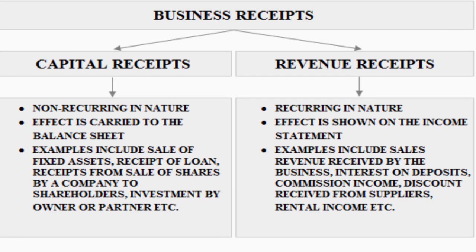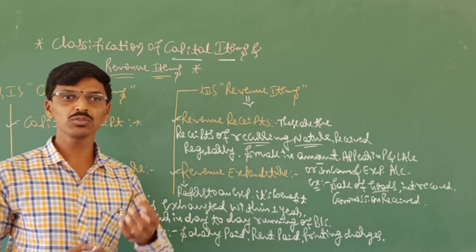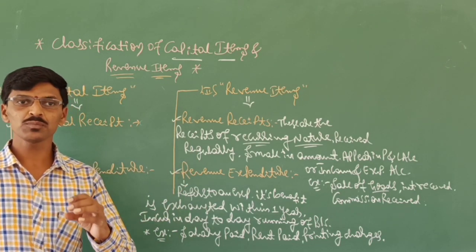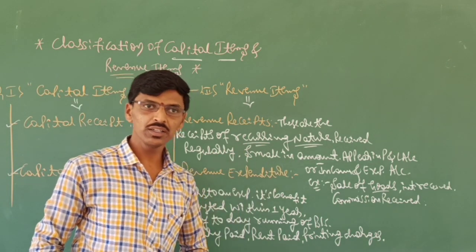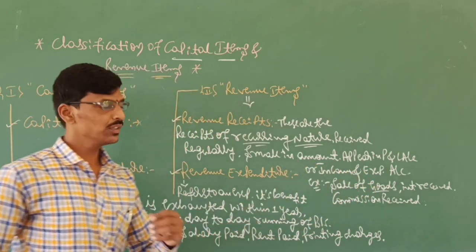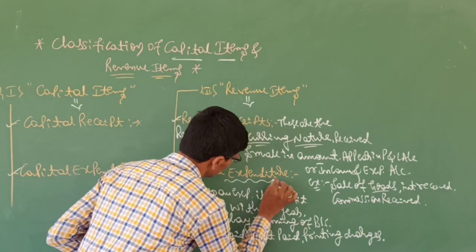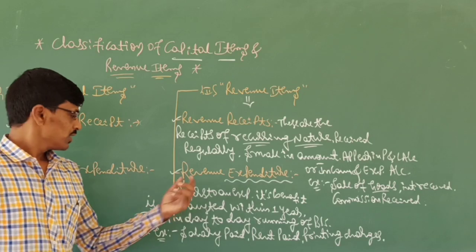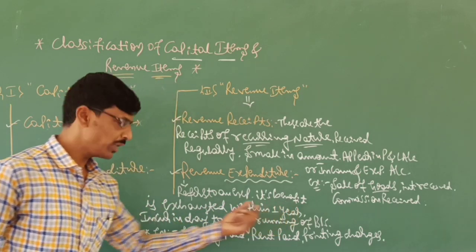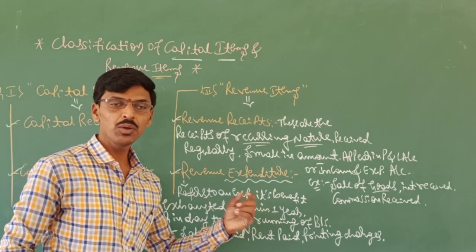So I hope you know the difference. Capital receipts are generally large in amount and are not received regularly, but revenue receipts are those which are regular in nature, received in a smaller amount and appear in the profit and loss account or the income and expenditure account. Then the second is revenue expenditure. Revenue expenditure refers to an expenditure whose benefit is exhausted within 1 year.